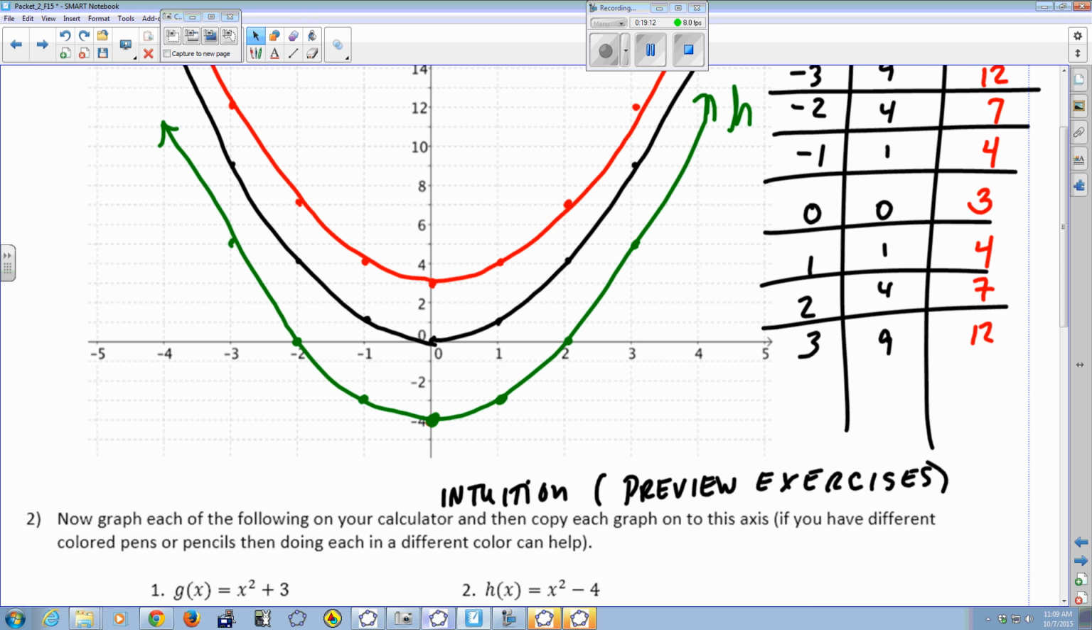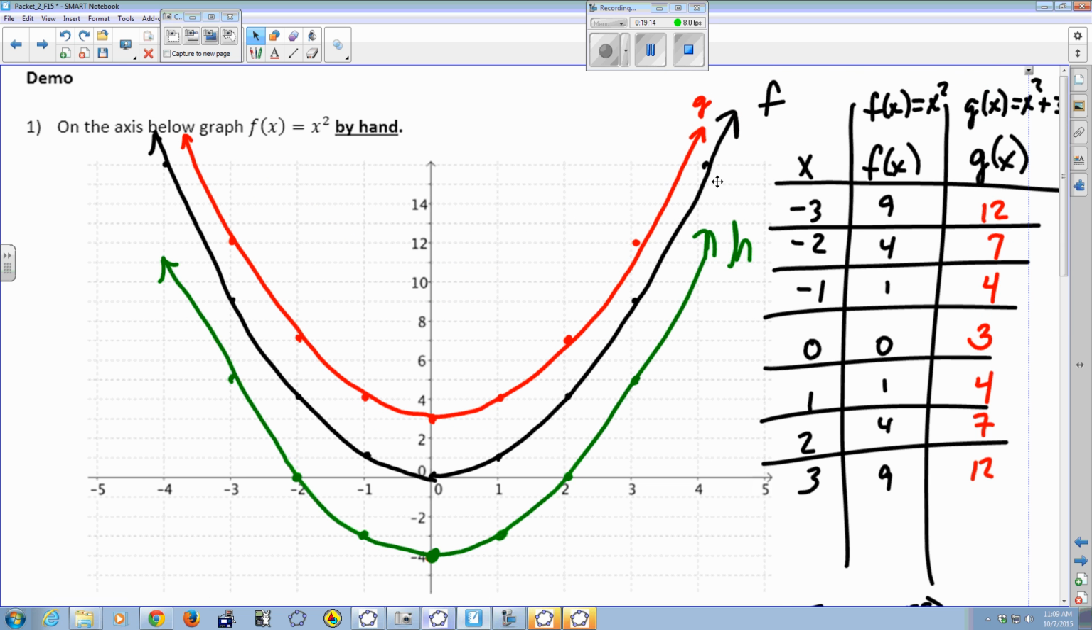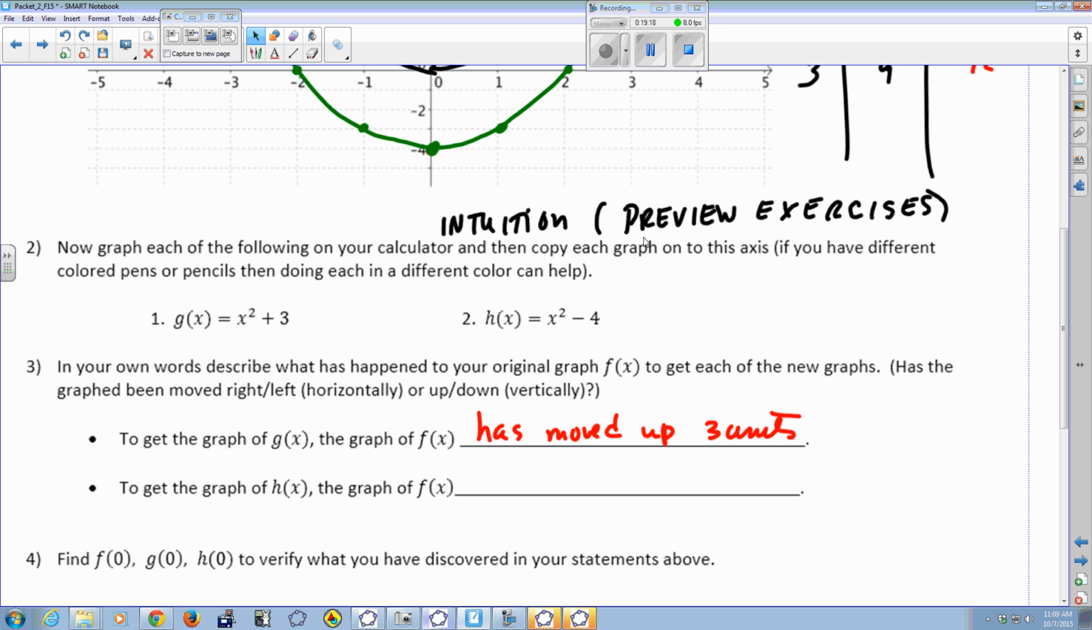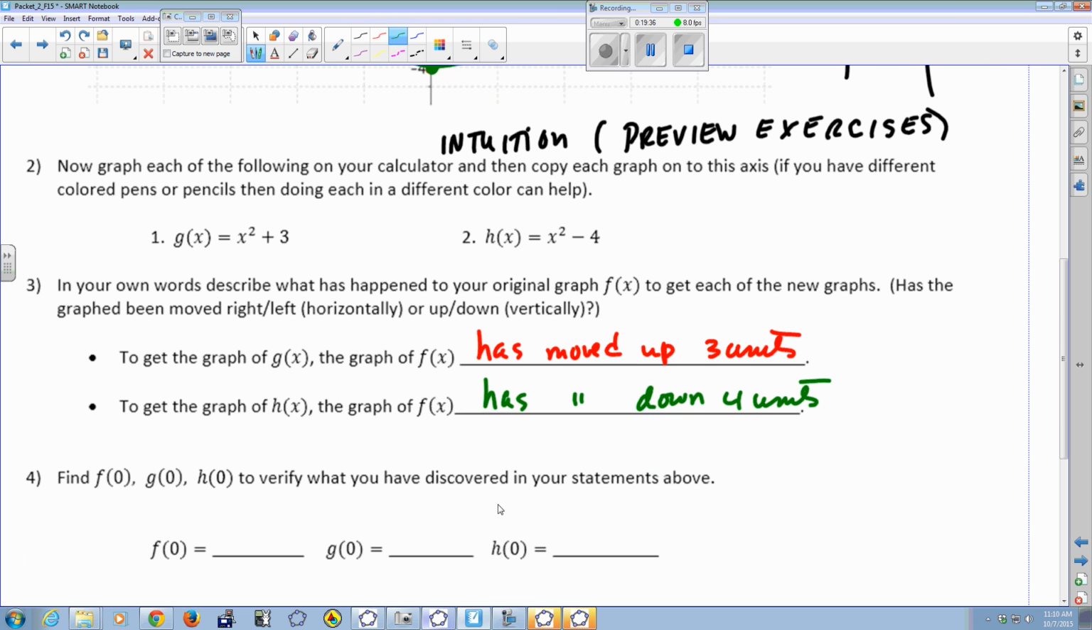So this is called H, the red is called G, and the black graph is called F. And to get h of x from the graph of f of x, I have what? Moved down, has moved down 4 units. Okay? So that's how you describe the transformations that you see from your graphs. That's how we use language to describe the transformations.